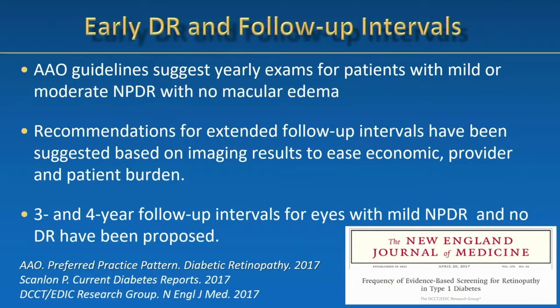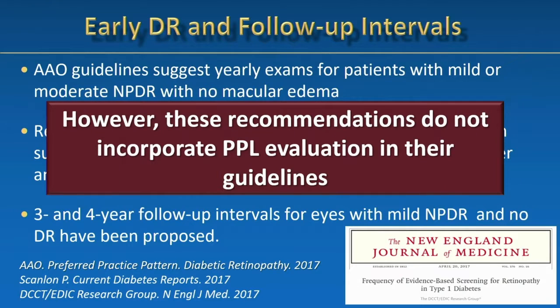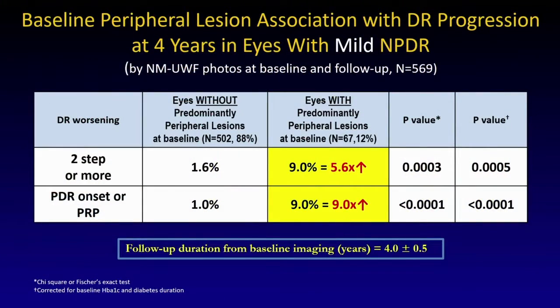Indeed, 3- and 4-year follow-up intervals for eyes with mild NPDR and no DR have been proposed, in some cases based on very excellent data, such as the DCCT and EDIC data set published in the New England Journal in 2017. However, we should keep in mind that none of these studies have produced these recommendations incorporating PPL evaluations in their guidelines. Now, if you're going to have a guideline for extended follow-up, you would generally like the event rate during that period to be very low, generally 5% or less.